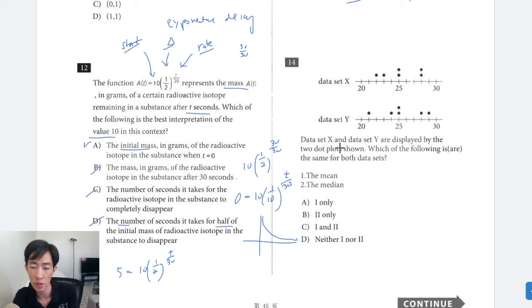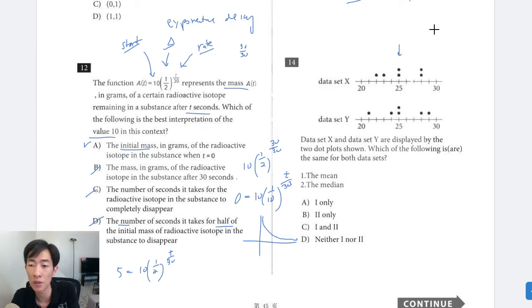Question 14, data set X and set Y are displayed by the two dot plots shown. Which of the following are the same for both data sets? The easier one to see is actually the median. The median is the middle number, and you can do that just visually looking at it. What you'll notice is that for both set X and Y, 25 is going to be the median because aside from these two dots, there are two dots to the left and two dots to the right. Over here, set Y, two dots to the left, two dots to the right, also showing that the median is 25.